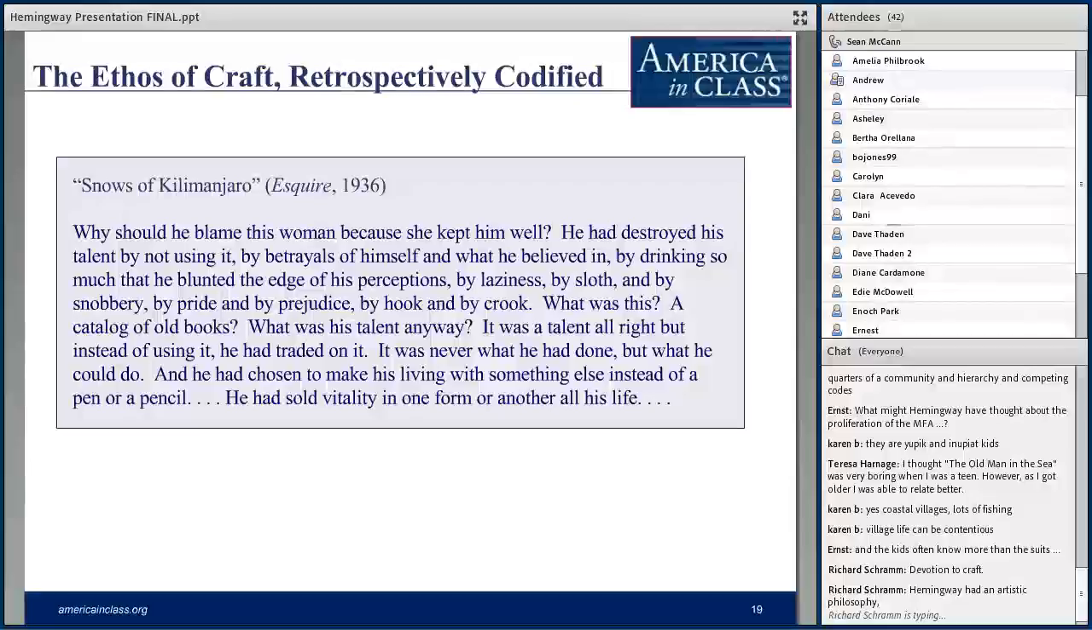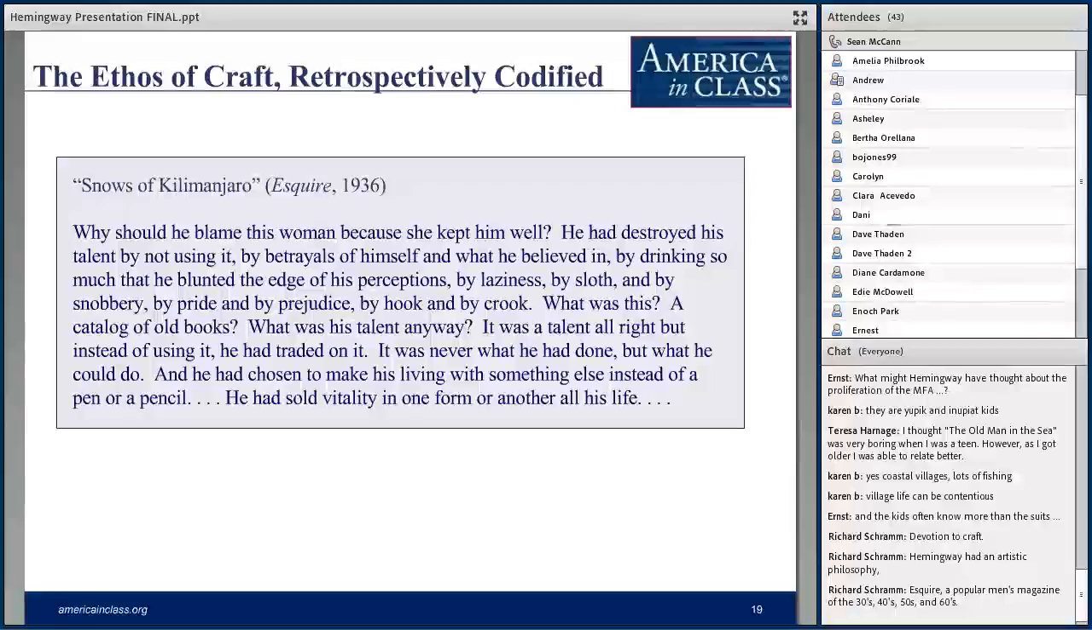So here's poor Harry rotting away from gangrene in Africa, asking himself the question, why should he blame this woman because she kept him well? He had destroyed his talent by not using it, by betrayals of himself and what he believed in, by drinking so much that he blunted the edge of his perceptions, by laziness, by sloth and by snobbery, by pride and by prejudice, by hook and by crook. What was this? A catalog of old books? What was his talent anyway? It was a talent, all right, but instead of using it, he had traded on it. It was never what he had done, but what he could do. And he had chosen to make his living with something else instead of a pen or a pencil. He had sold vitality in one form or another all his life.